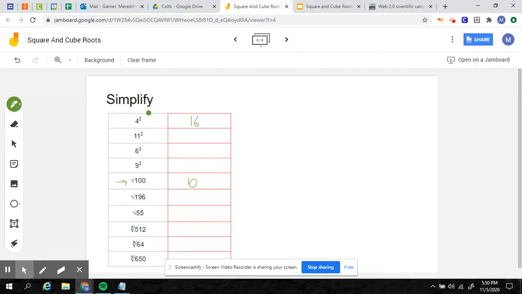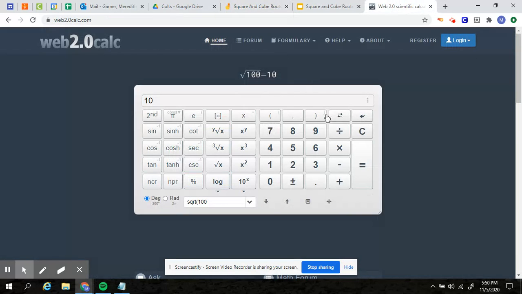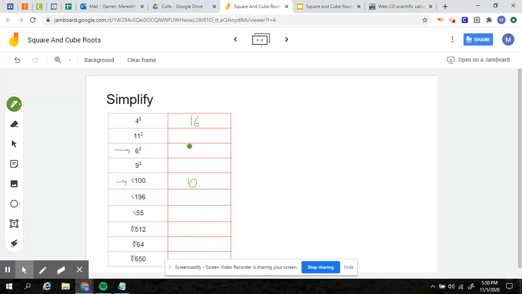Okay, so that's an example of a square and a square root. This one right here, 6 to the third power, that's an example of a cube. So this is going to be 6 times 6 times 6. But easier, you're just going to press 6 and press that x cubed button, and you will see that we get our answer of 216. So that's an example of a cube, a number raised to a third power.